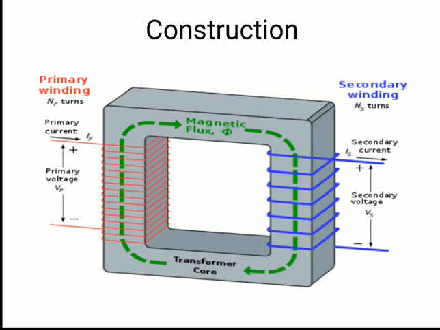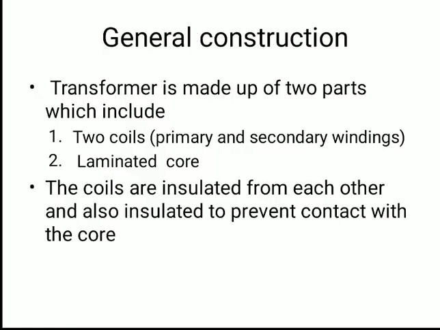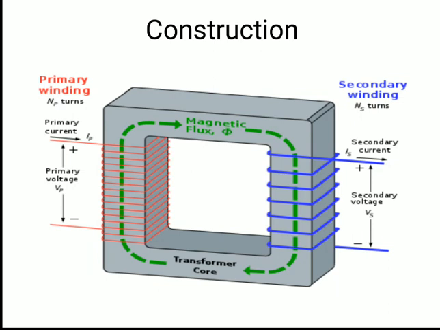Okay, construction. Let us see what the construction is. Here you can see there is a primary winding on the left-hand side, in red color, and on the opposite side is the secondary winding. This we have seen in the general construction: two coils, primary and secondary winding.